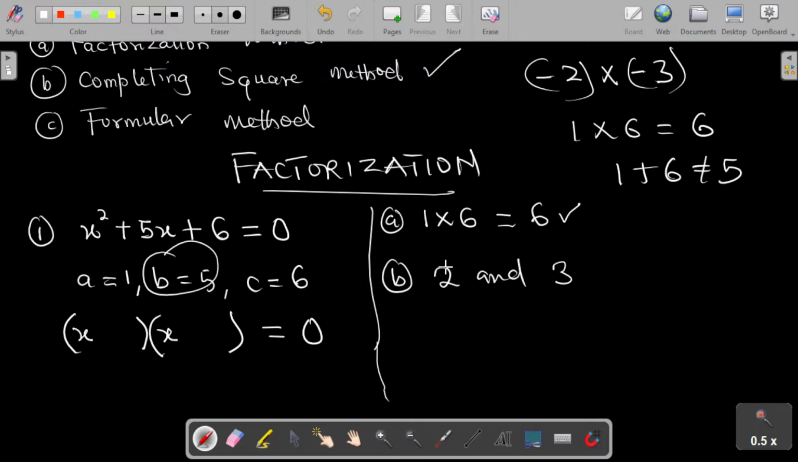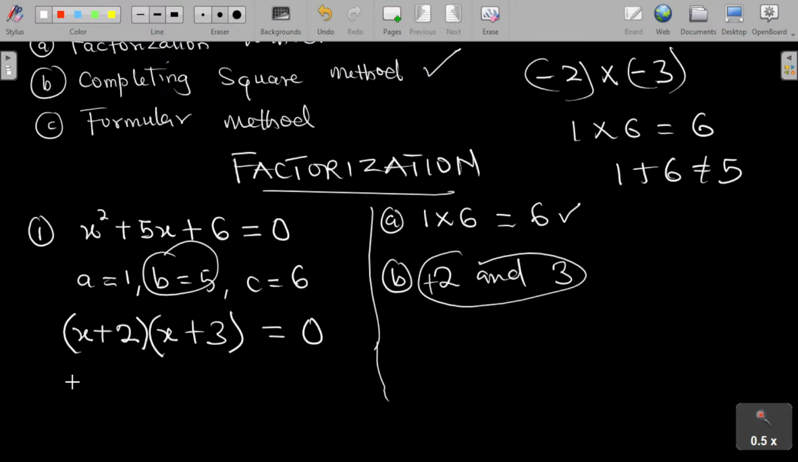So what would actually work is 2 and 3. Okay, so just carry your 2 and put it here. Remember that this 2 is positive here. So you just put plus 2 here. The 3 is also positive. You put plus 3. And you are done. So what do you do next? Just solve. So either x plus 2 is equal to 0 or x plus 3 is equal to 0.